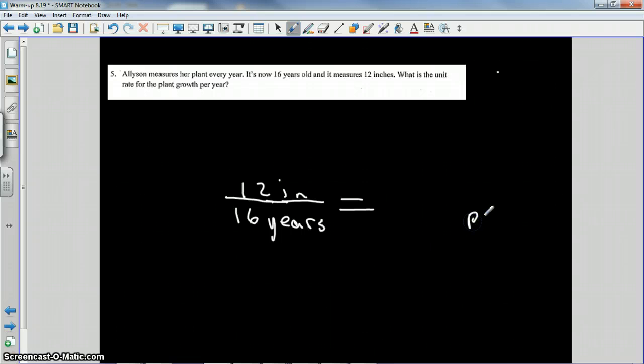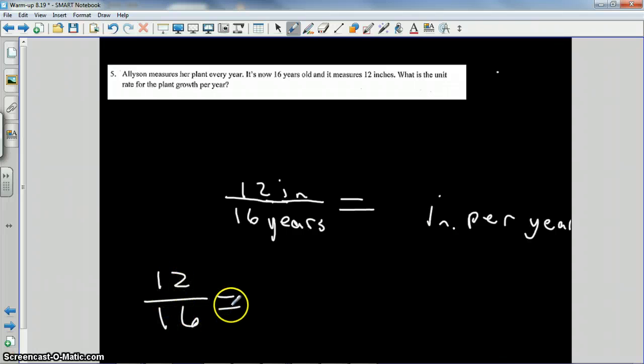So let's go ahead and put per year, and it would be, let's see, it's inches, so inches per year. And now all we have to do is put our number that we find here. So probably just go ahead and convert it to a decimal. The other way to do it is just to simplify your fraction, because it does simplify as a fraction. Let's just go ahead and convert it to a decimal, though.